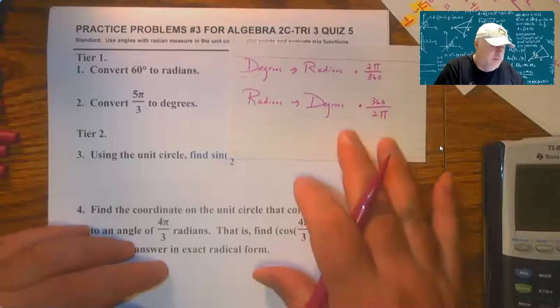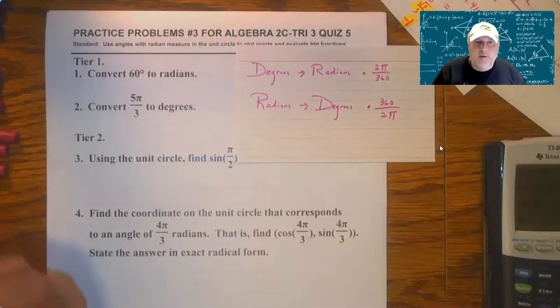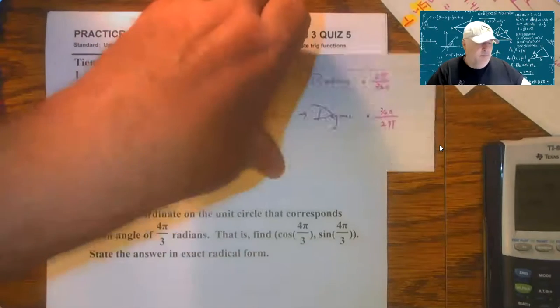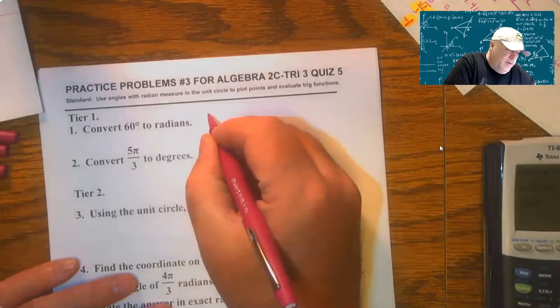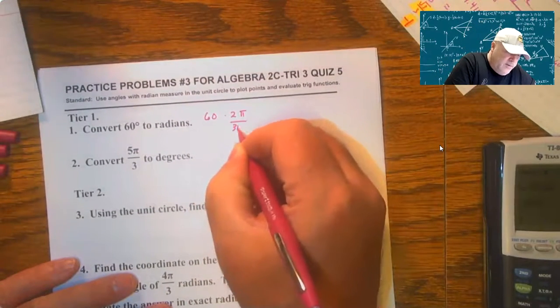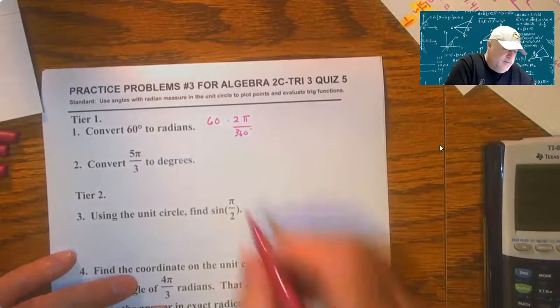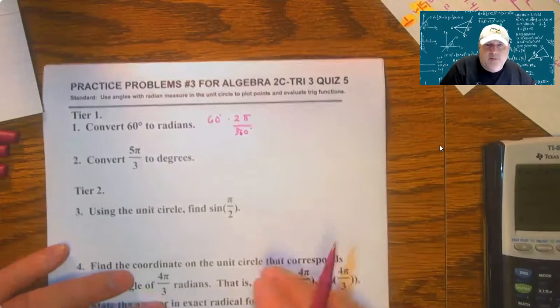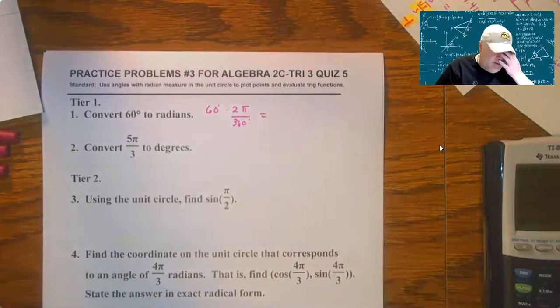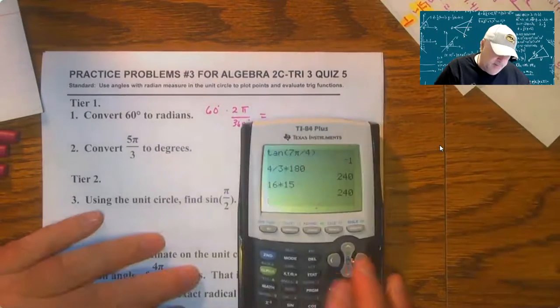And these are the solutions for the third practice quiz for quiz 5 in the third trimester of Algebra 2. So again, the conversion factors are 2 pi and 360. So you just want to think about, I need to cancel my degrees as a unit. So this is times 2 pi over 360. So just take the 60 times 2 over 360.